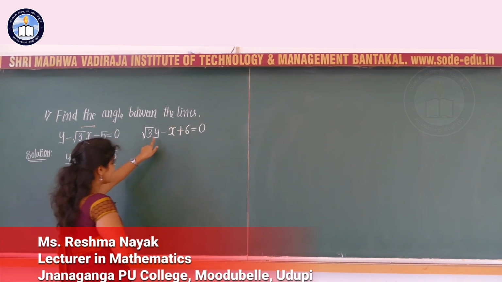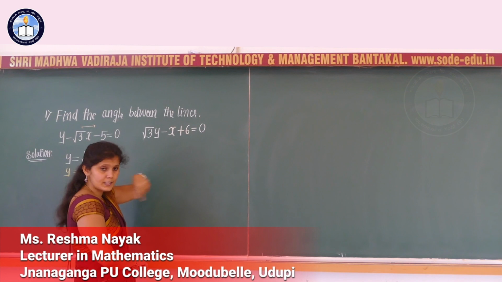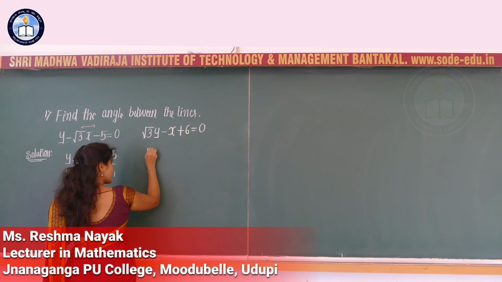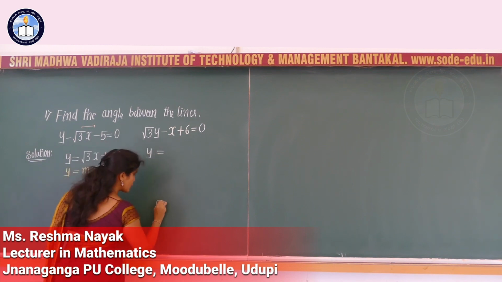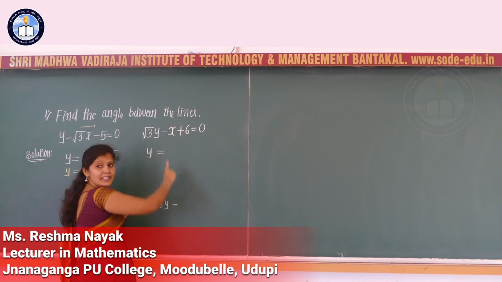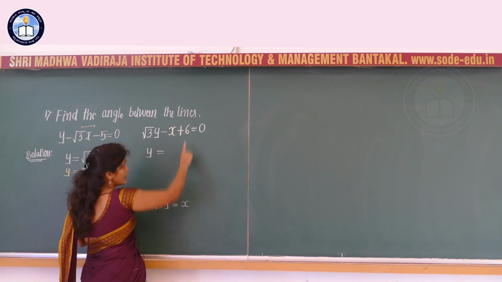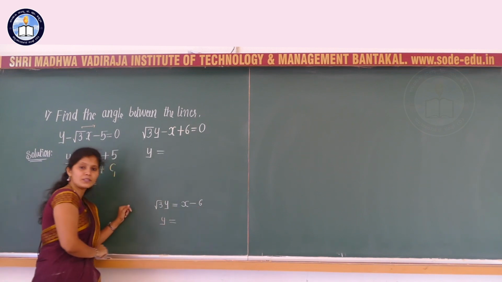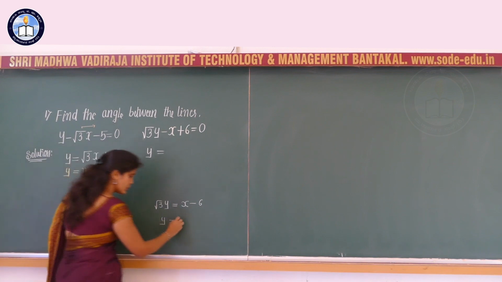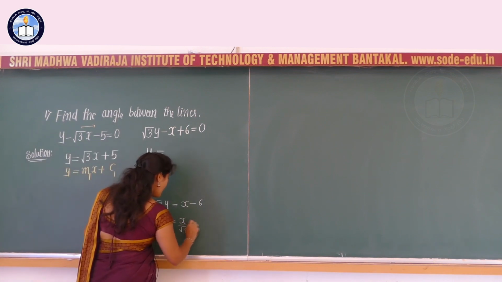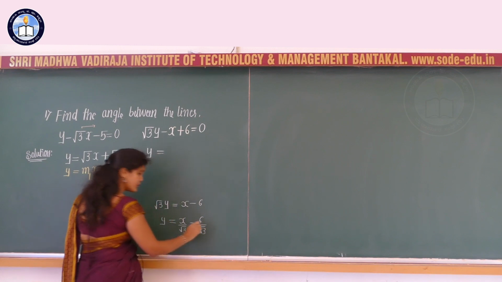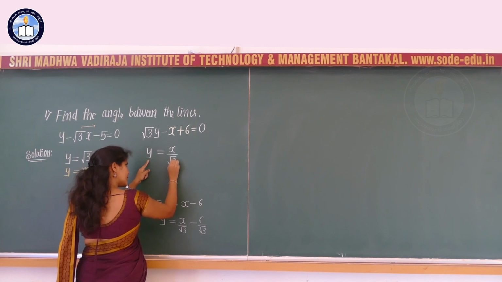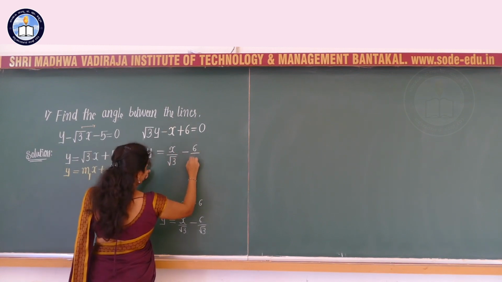Second equation is root 3 into y minus x plus 6 is equal to 0. Or I can write the expression for y, so that x is equal to root 3 into y is equal to minus x to the RHS, that becomes plus 6 to the RHS, that becomes minus 6. How to write y? Dividing through the equation by root 3, that is y is equal to x divided by root 3 minus 6 divided by root 3.